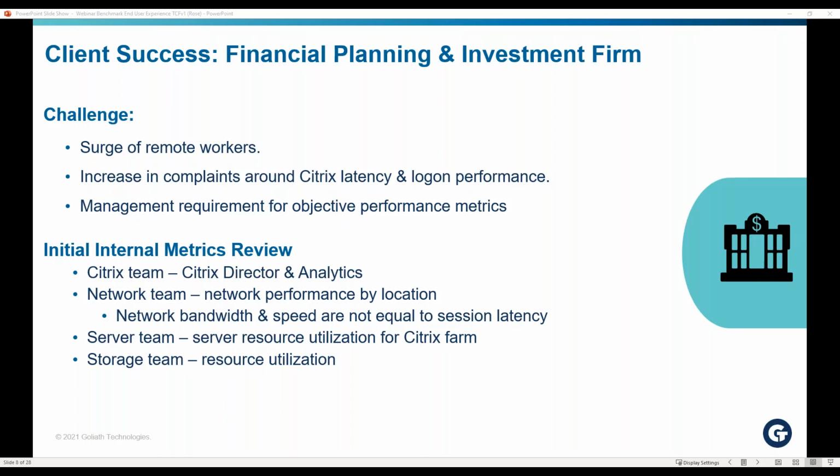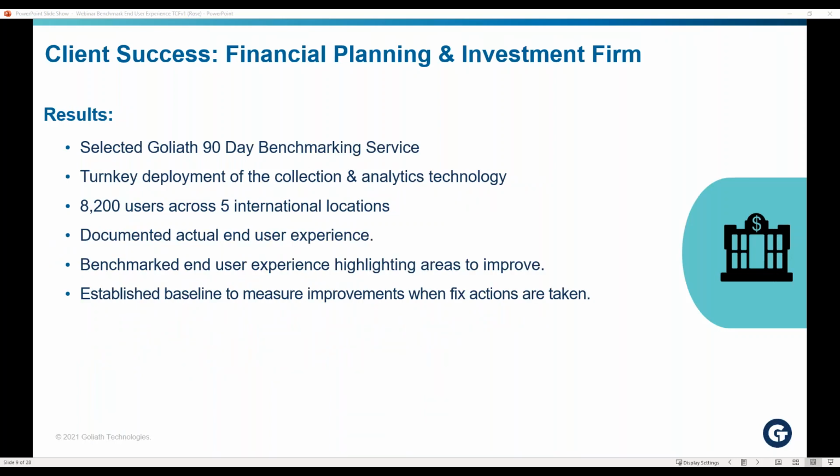If you want to go to the next slide, Avi. So what they did is they engaged with us, okay? And they selected us to do a 90-day benchmarking service. Believe me, we tried to sell product, but they didn't want any product. They had plenty of monitoring tools.